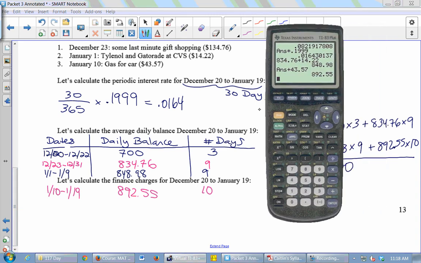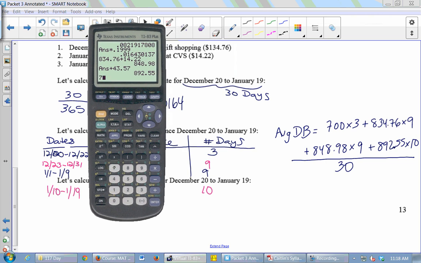So I'll have my calculator do all this. 700 times 3 plus 834.76 times 9 plus 848.98 times 9 plus 892.55 times 10. 26,179.16. Divide that by the number of days in the month. So my average daily balance over those 30 days is $872.64.